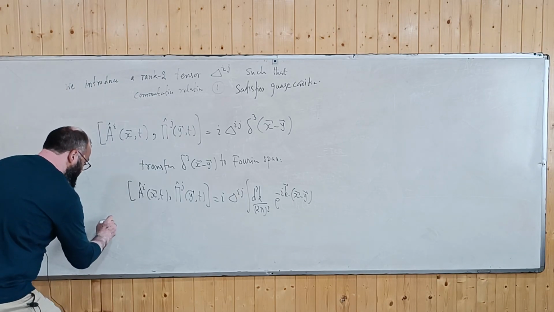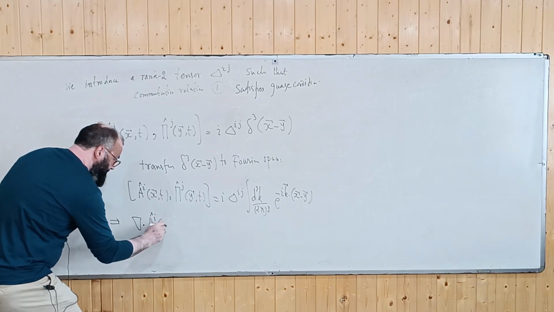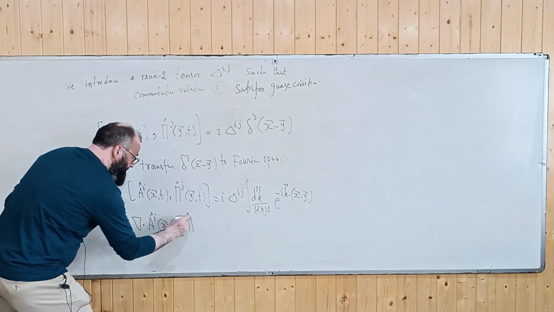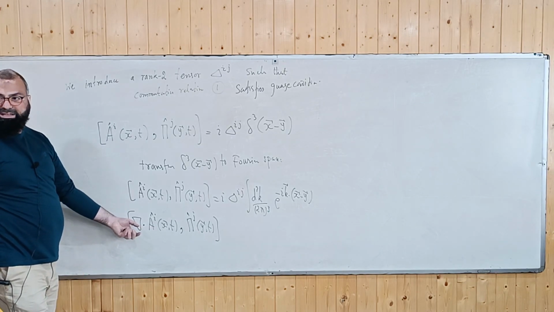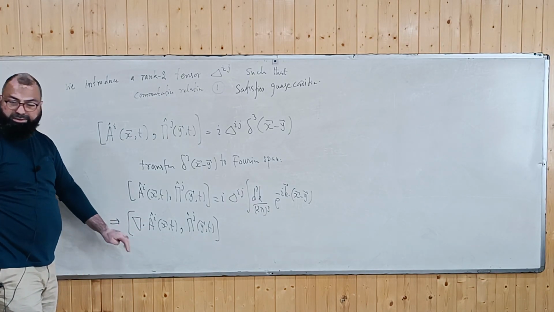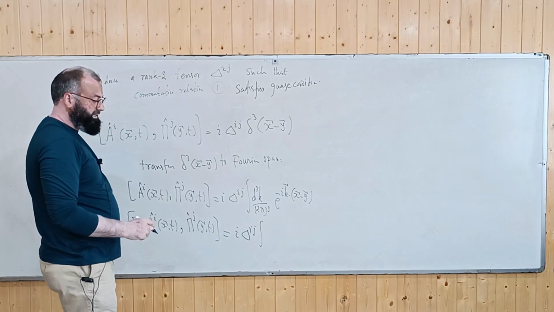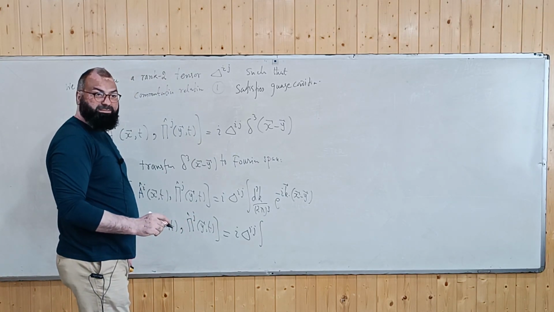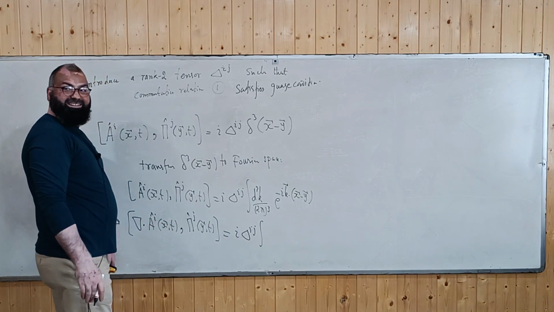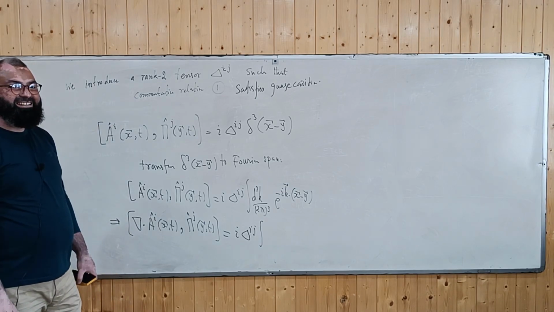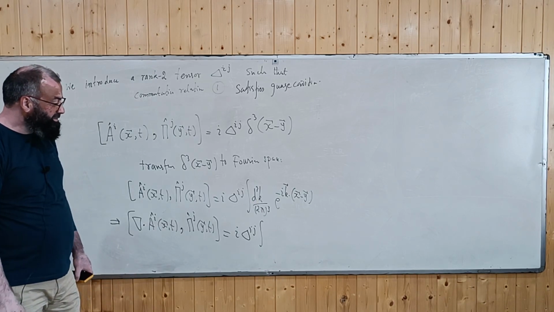Which implies the divergence of this A_i(x,t), then pi_j(y,t). I have taken this divergence inside the commutator because it will only act on A. Clear? Everybody followed it? So that's equal to i delta ij. So the divergence is what? Can you tell me? What is divergence? Partial derivative with respect to x. Clear? Now how to do it?